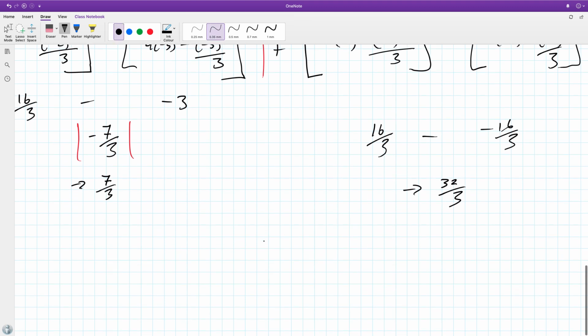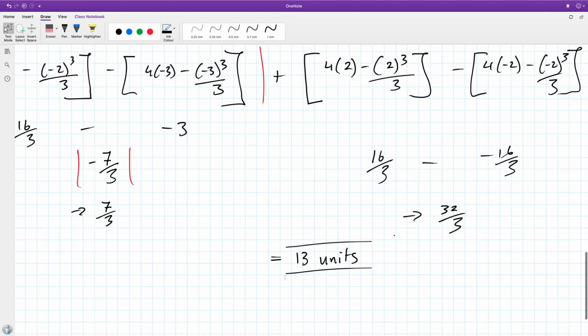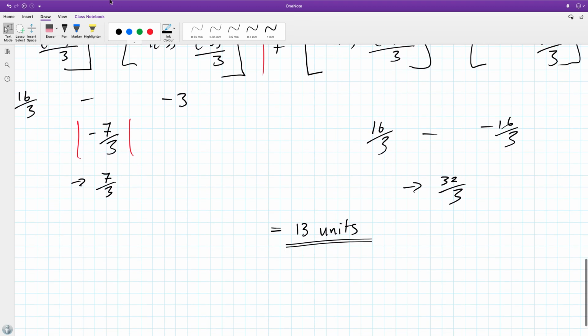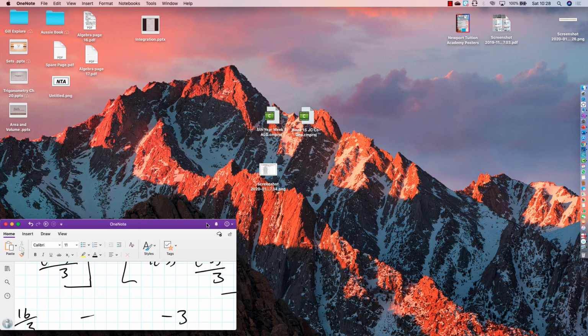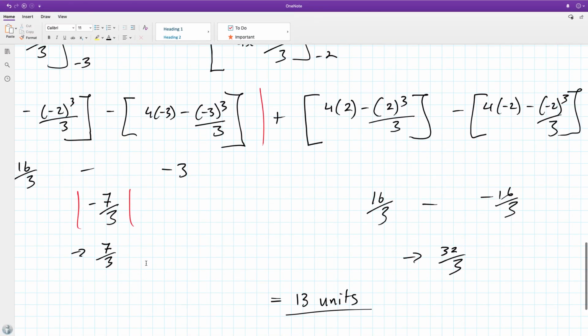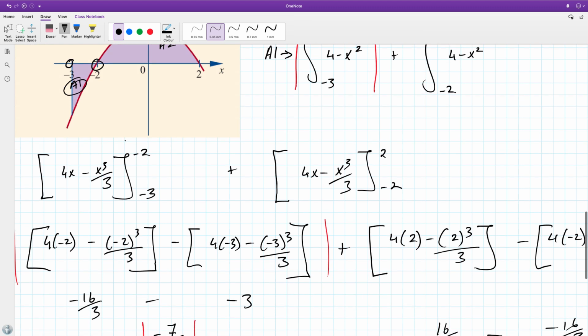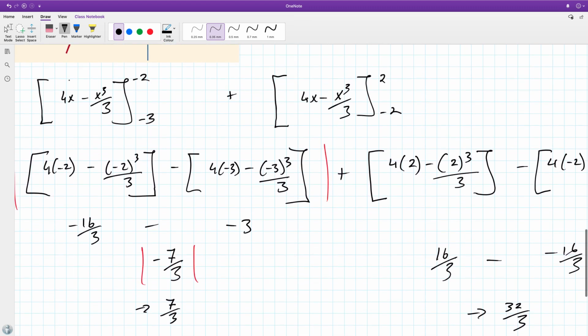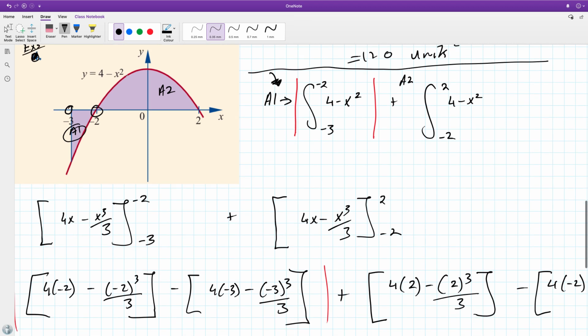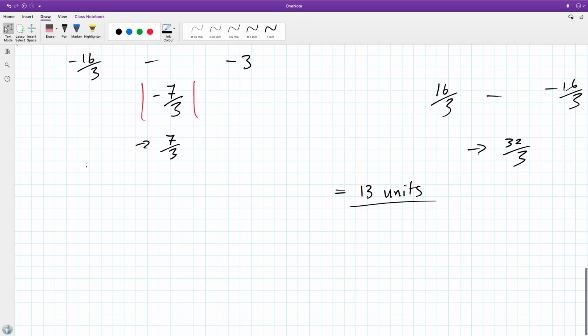Are you happy with that? And I won't lie, generally when you get an answer like that, you're fairly right. If you give a bang on answer like that, you know you're going to be fairly right, generally. So that means that entire area, this one over here is 32 over 3, this one over here is 7 over 3, add the two of them together and you get 13 units.